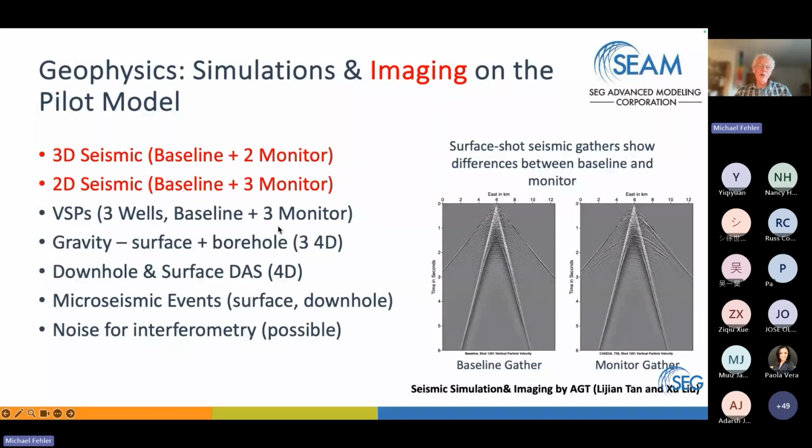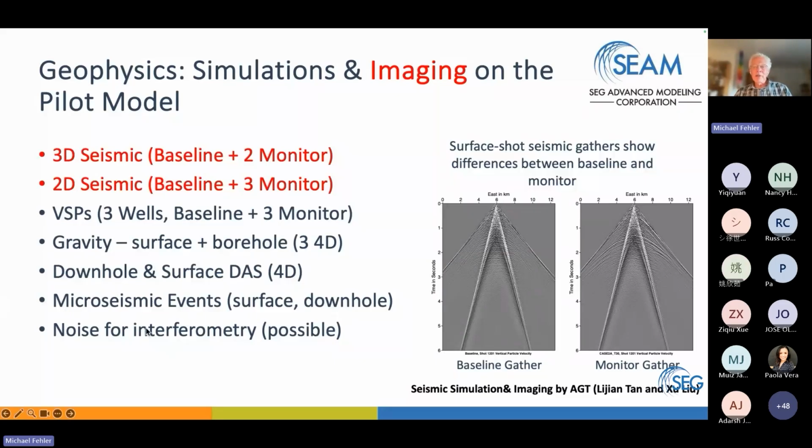We've done gravity, and I'll show you some of the results from at least the imaging of the 2D and 3D seismic. I'll show you gravity results, 3D gravity. We collected downhole and surface DAS data from these simulations. We've recently completed microseismic event simulation, which involved first defining where the events should occur as a result of looking at the geomechanical simulation output, and then simulating events at the appropriate locations. There is discussion about doing noise for interferometry.